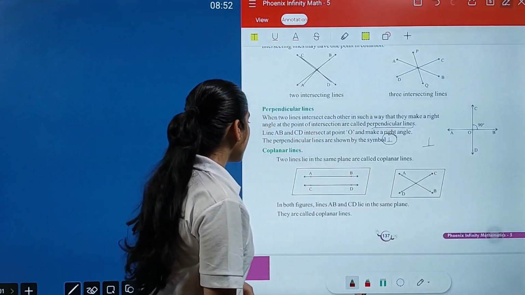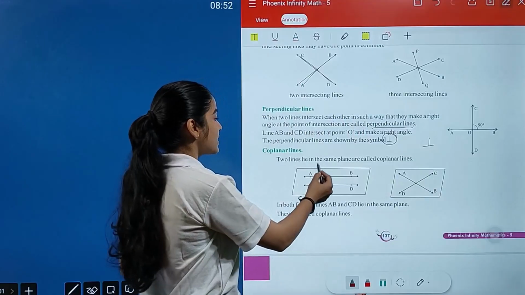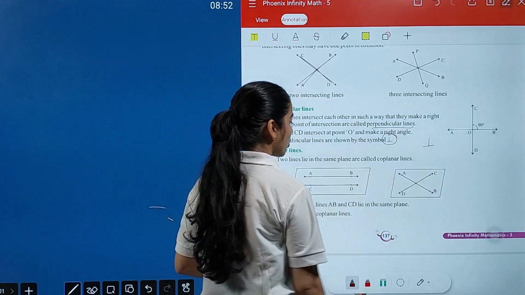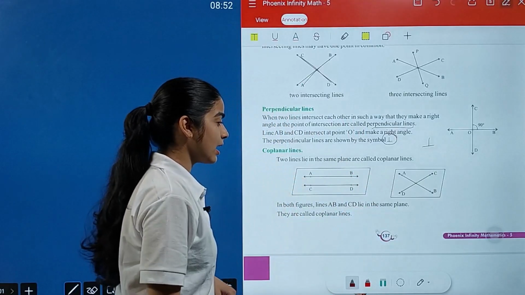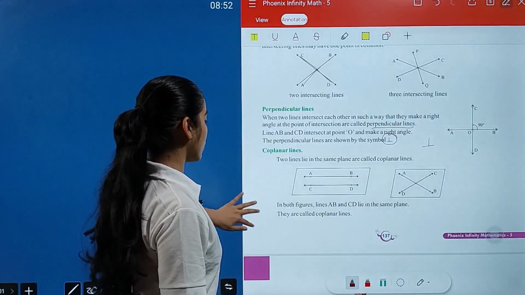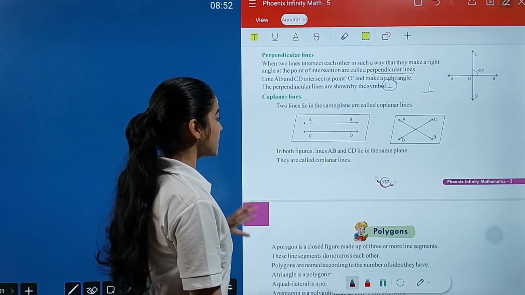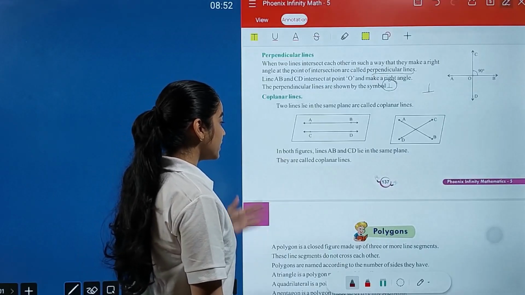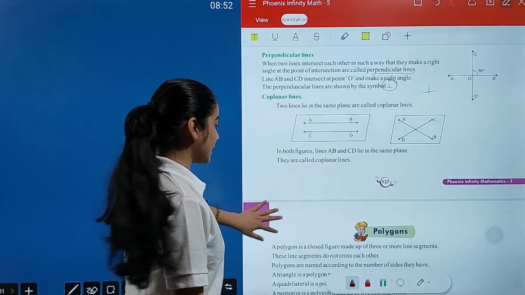Okay. Now we have coplanar lines. Two lines that lie in the same plane are called coplanar lines. So these two lines lie in the same plane. That's why they are coplanar. In both figures, lines AB and CD lie in the same plane. They are called coplanar lines.